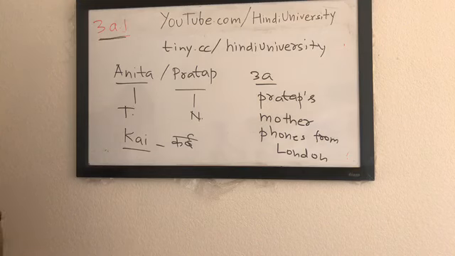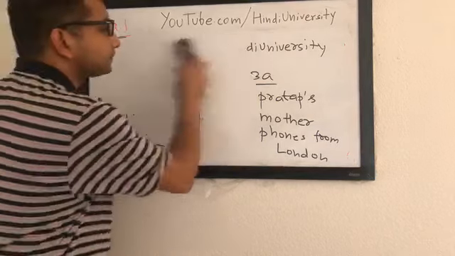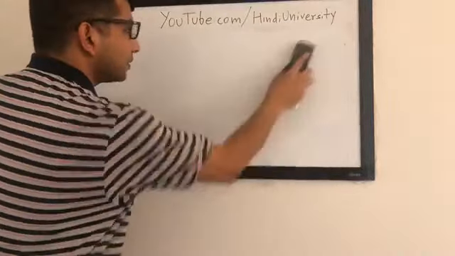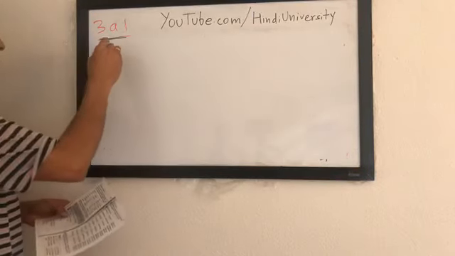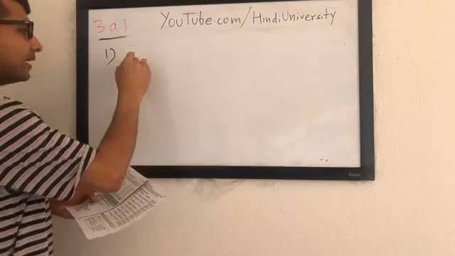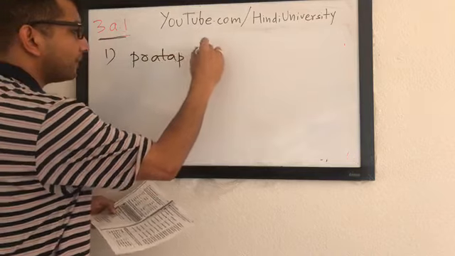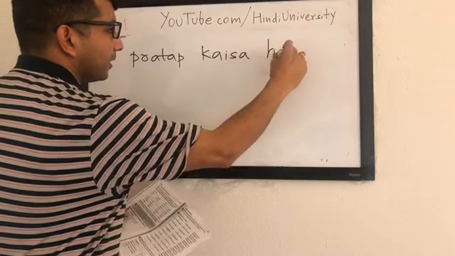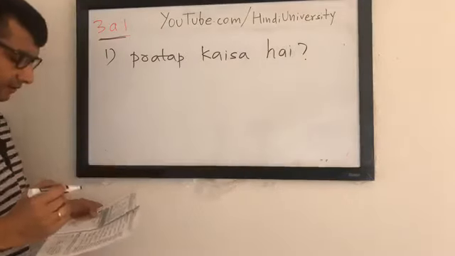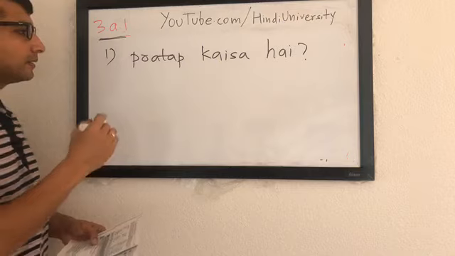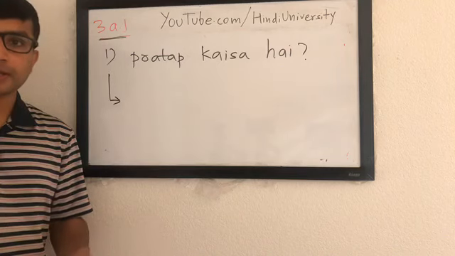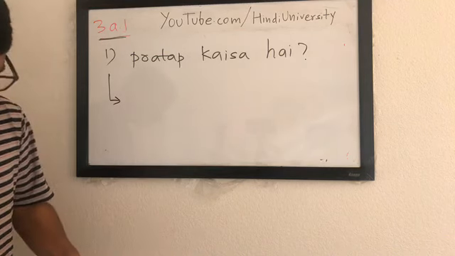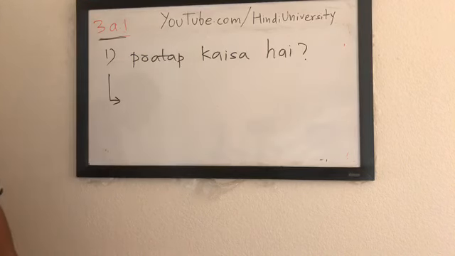Let me pull up exercise 3A1, and I'm going to ask all of you to help me here. The first question being asked in exercise 3A1 is Pratap kaisa hai? Doris, what does it mean? How are you, Pratap? How is Pratap? Very good. Pratap कैसा है? Now, in which line of the conversation are they discussing Pratap's health?